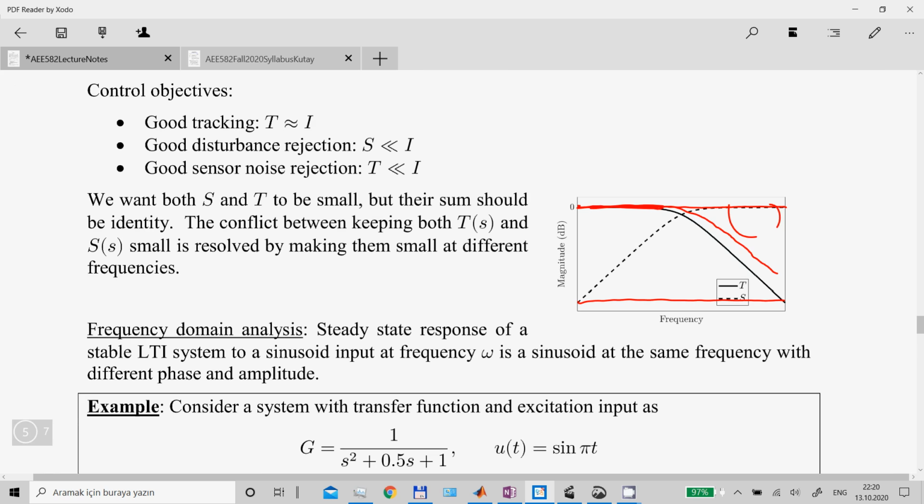Okay, so now at this point, I think we should make a review of this frequency domain analysis. So what does it mean to analyze the system in frequency domain? So we should review that part. But let me stop this video here, and in the next video I will continue with the review of frequency domain analysis techniques.